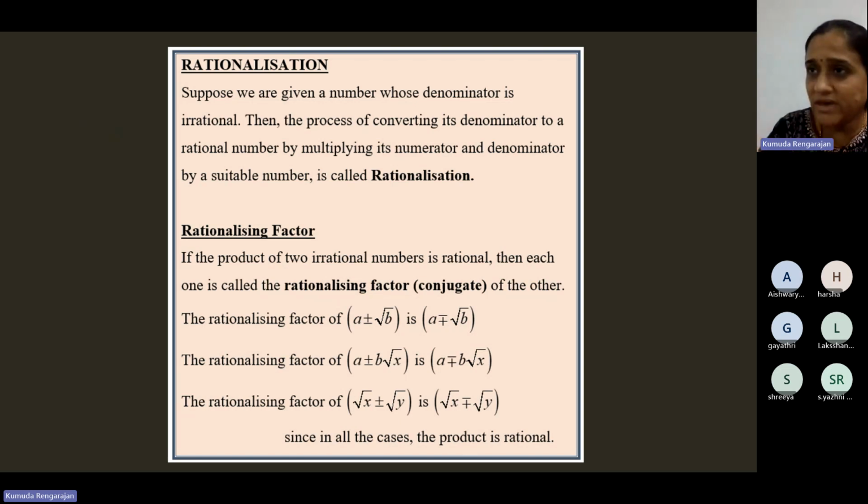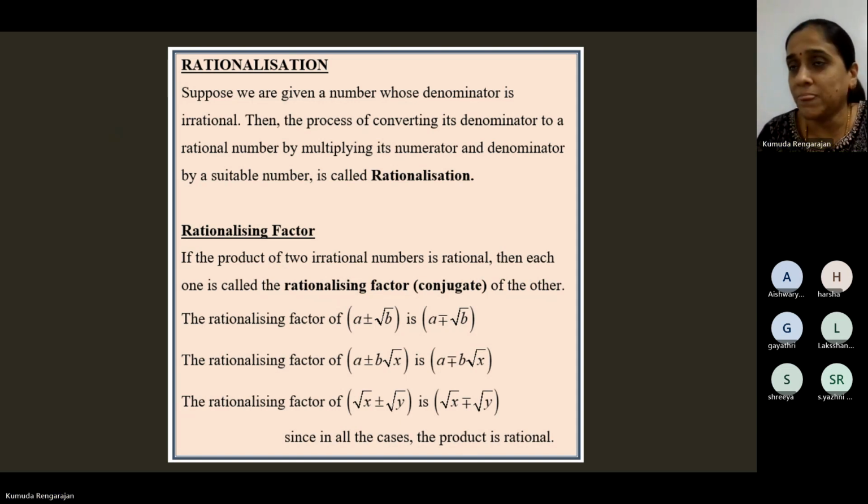So the process of making the denominator rational, when the denominator of the given number is irrational. How do we make this denominator rational? By multiplying the numerator and the denominator by the same number. This is called rationalization. You're given a number with an irrational denominator.